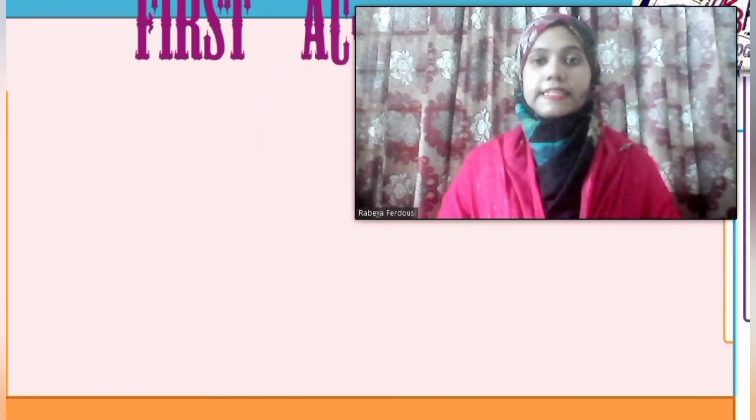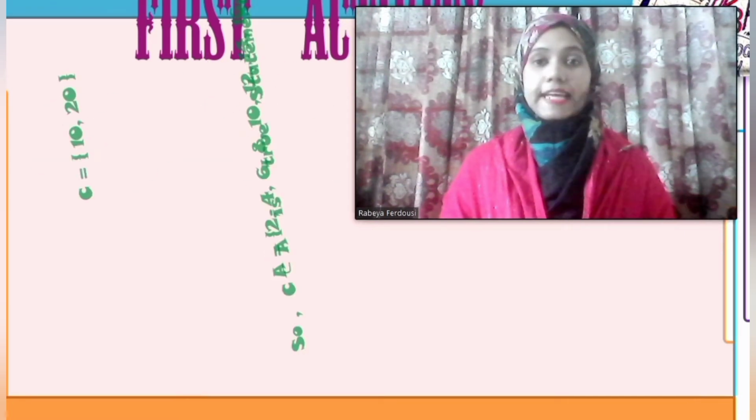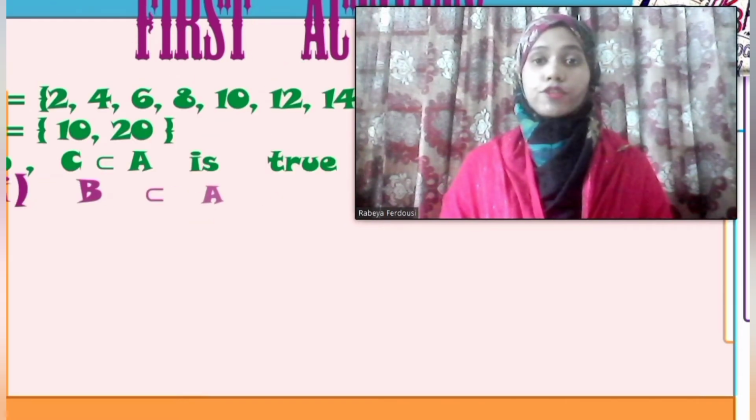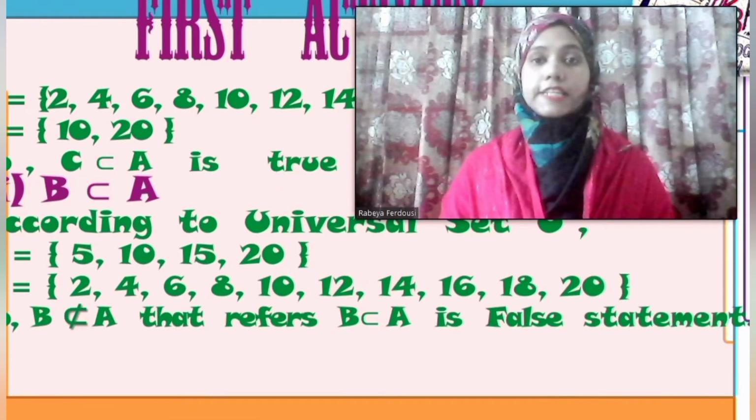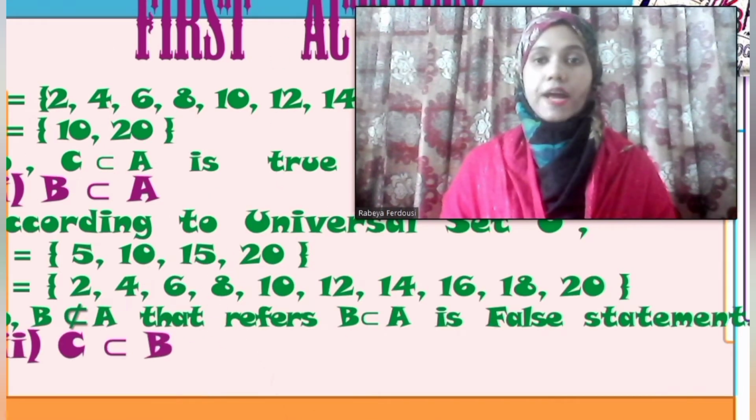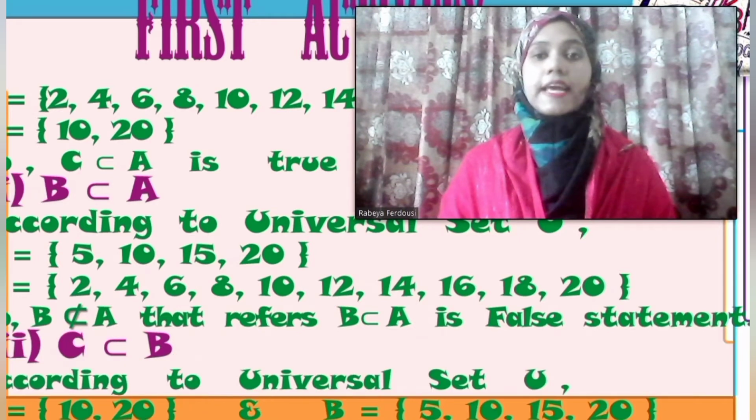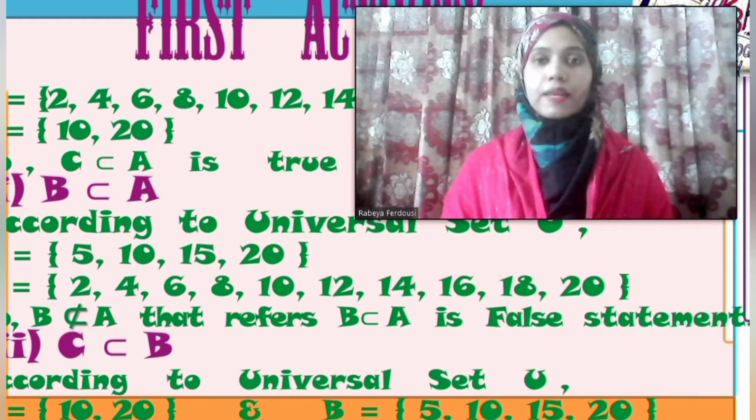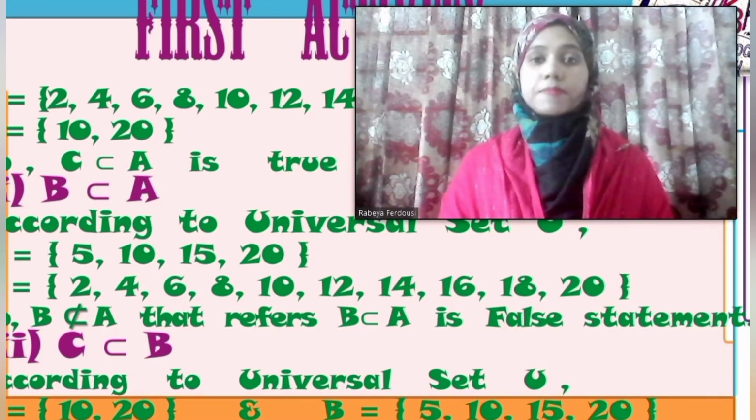Second statement: set B is a subset of set A. According to our solution, the elements of set B are 5, 10, 15, 20, whereas set A contains the elements from 1 to 20 which are multiples of 2. Here you can see 5 and 15, these two elements of set B, are not present in set A. So set B is not a subset of set A. So set B is a subset of set A is a totally false statement.